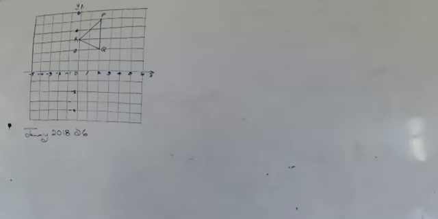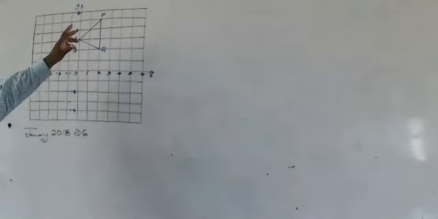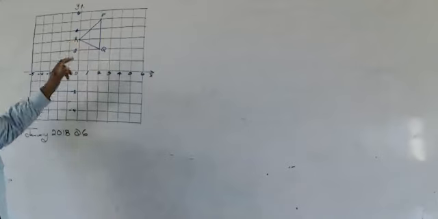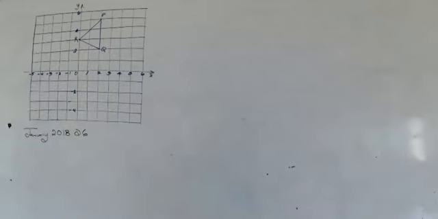All right, so let's have a look at this question. This is January 2018, and it's question number 6. It says the diagram below shows triangle PQR. So this is triangle PQR. Then it says state the coordinates of R.